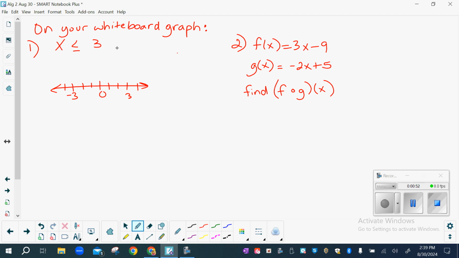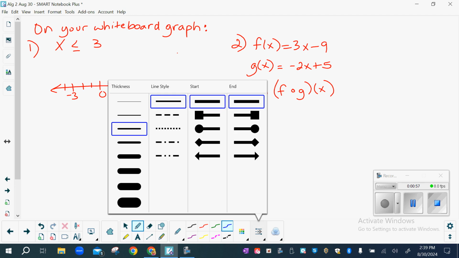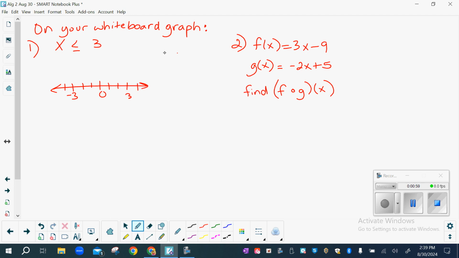Okay? So when we graph x is less than or equal to 3, is it going to be a closed circle or an open circle? Closed, because it includes 3. It's less than or can be equal to 3. If it was just less than, it'd be an open circle. And then it's less than, so its arrow is pointing in the direction of the numbers that are smaller than 3.